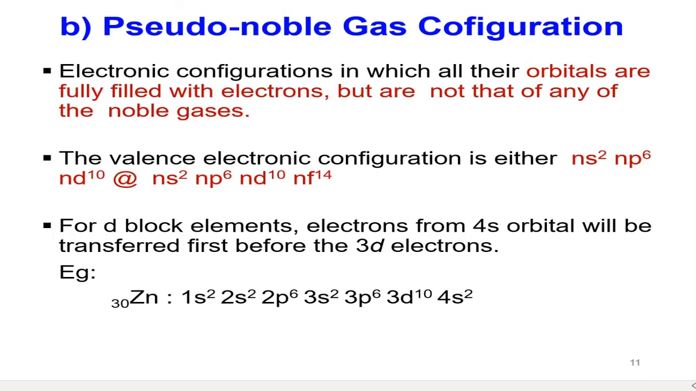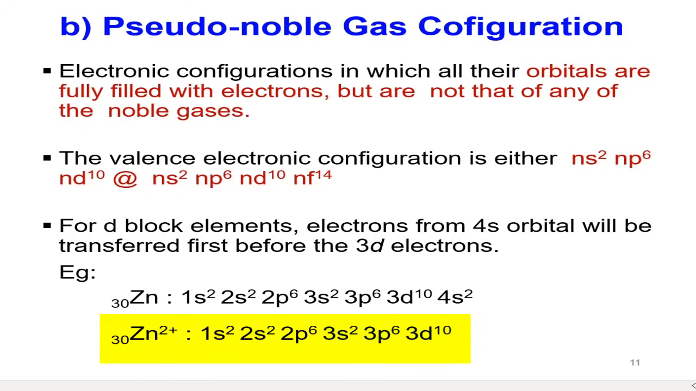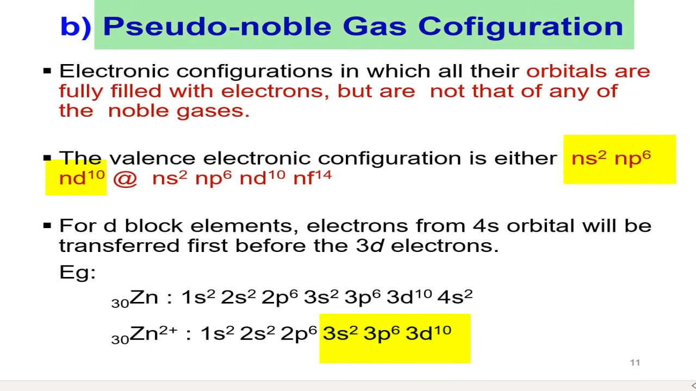For example, zinc. Zinc has 30 electrons that give the electronic configuration 1s2, 2s2, 2p6, 3s2, 3p6, 3d10, 4s2. So what happens here? The electrons from the 4s orbital will be removed to form Zn2+, and the new electronic configuration is 1s2, 2s2, 2p6, 3s2, 3p6, 3d10. So the valence electronic configuration here is 3s2, 3p6, 3d10. These orbitals are all fully filled with electrons, but the electronic configuration is not equivalent to any noble gas. So we call this pseudo-noble gas configuration.